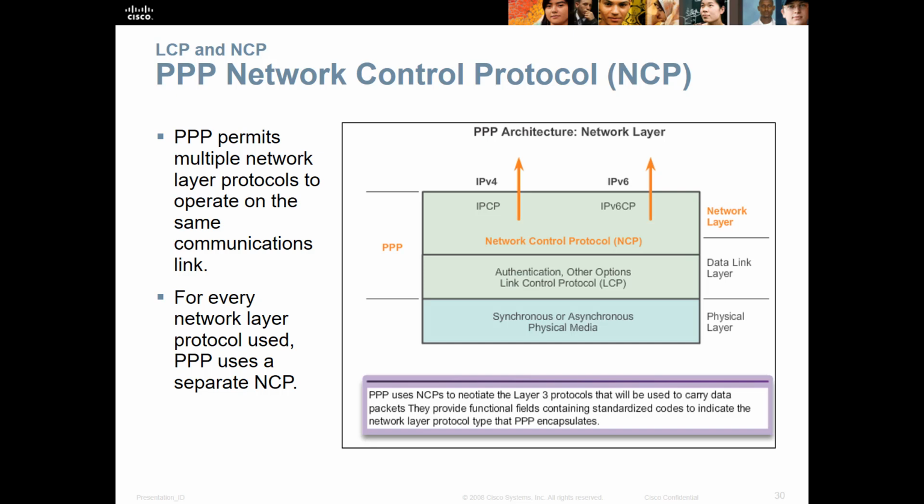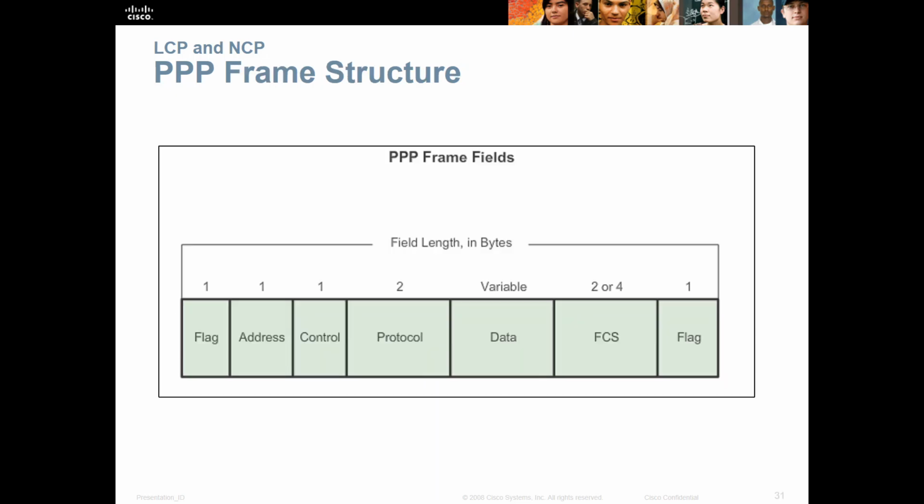The NCP will permit multiple network layer protocols to operate on the same communication link, and for every network layer protocol that's used, PPP will use a separate instance of the NCP. So if we're dealing with both IPv4 and IPv6, we can do that with the same communication link, but we'll have two separate NCP functions there. The PPP frame will look like this.